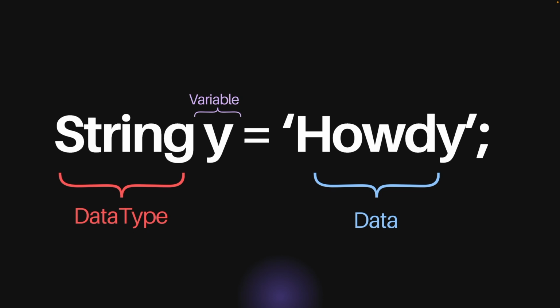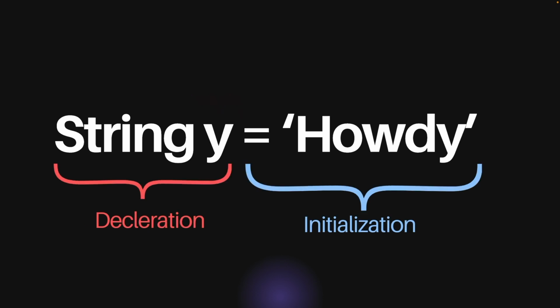That's what goes inside of the box. This variable syntax is actually split in two. The data type and the variable make up what we call a declaration of a variable, and the assignment operator, otherwise known as the equal sign, and the data itself, howdy, represent the initialization of that variable. In other words, it represents data going into the variable.